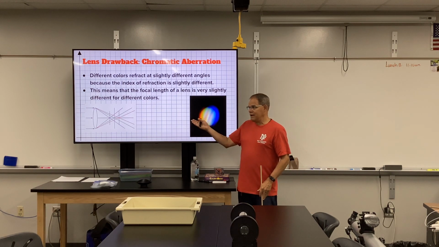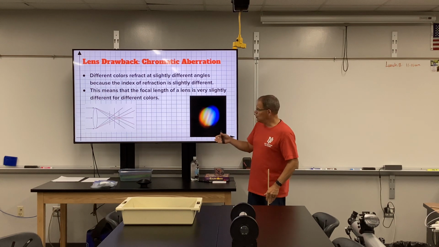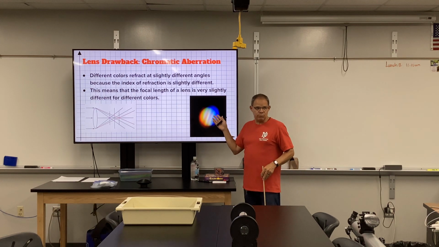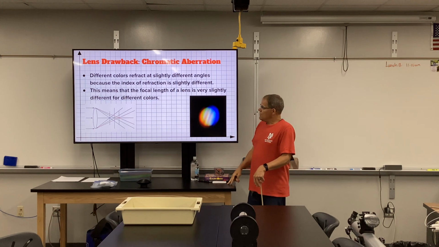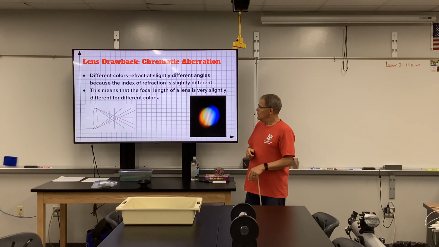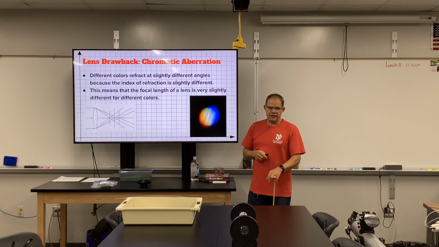Now that's what caused the rainbow. That was cool. Rainbows are cool, but not when you're trying to find out what's going on with a star. It's all blurry. So this is a problem inherent to all optical instruments that use refraction. So we need a better telescope. Any ideas?